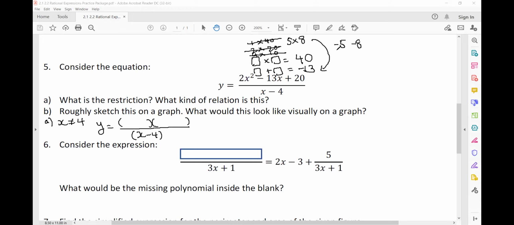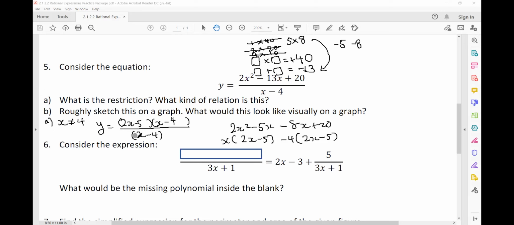negative 5 and negative 8, because two negatives multiply to a positive, but they still add to a negative. That's it. So we get 2x squared minus 5x minus 8x plus 20. Group factor. This becomes 2x minus 5. I'm going to factor out a negative 4. This becomes 2x minus 5. So the brackets must be 2x minus 5 and x minus 4.